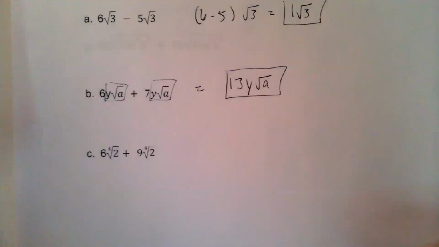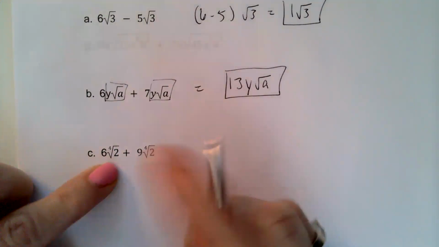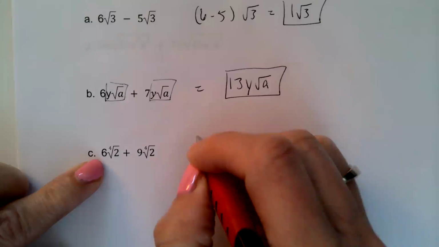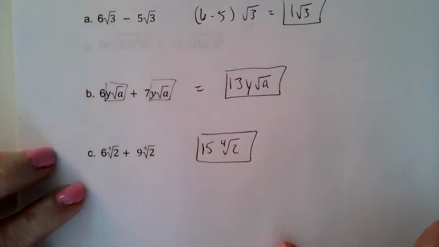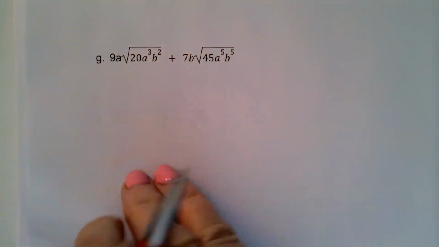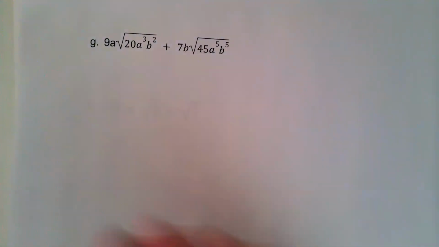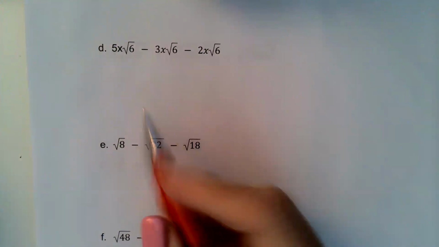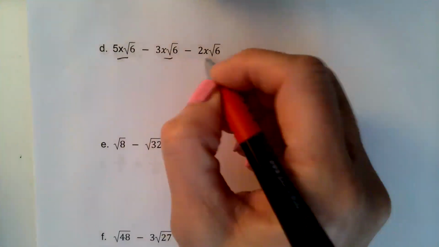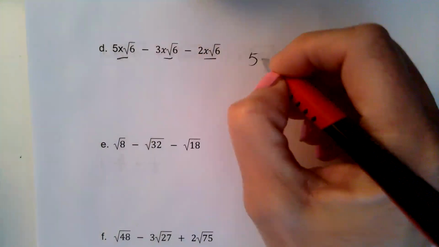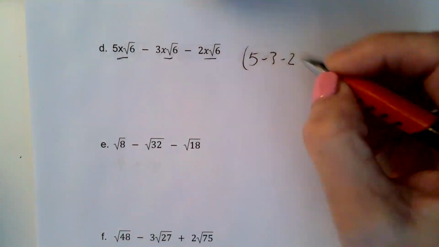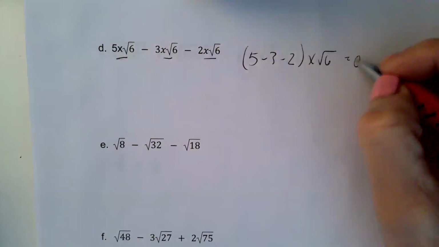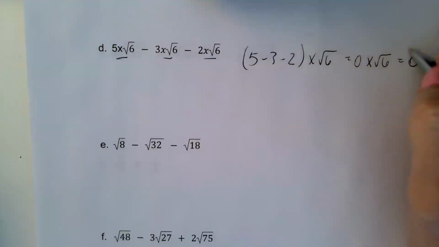Letter C. We have 4th root of 2, 4th root of 2. So we can add the 6 plus 9 and get 15 4th root of 2. Now we can extend this to some bigger things. And now letter D, we have x times the square root of 6 in each of these, so we can combine 5 minus 3 minus 2 of these x square roots of 6. And that means we have 0 of them, so we just have 0.